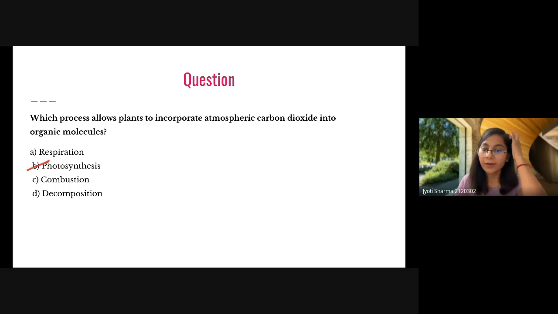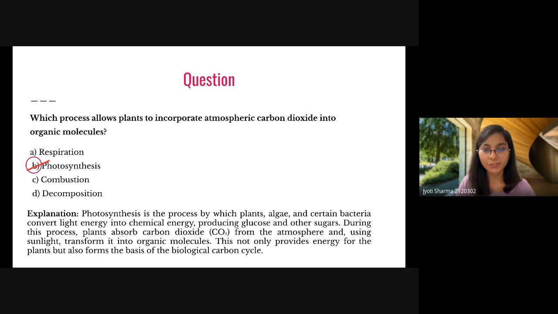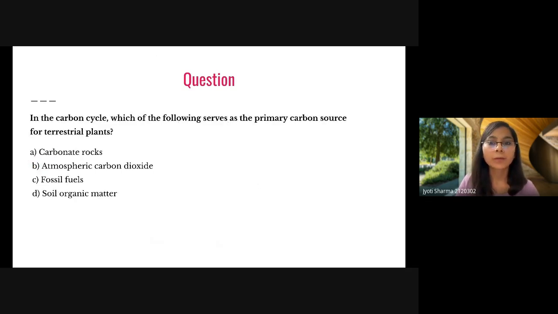Combustion is different. Here again, no doubt, we are using oxygen, and then CO2 is produced. And decomposition is a different mechanism, a different process. But the explanation that we have CO2 in the atmosphere, and the plant will utilize it to synthesize some organic molecule, this process is very simply photosynthesis. I don't think that I should go into detail because this is a very basic question.